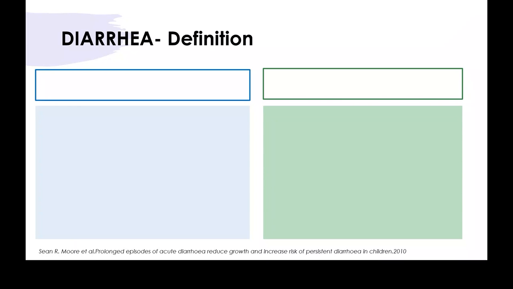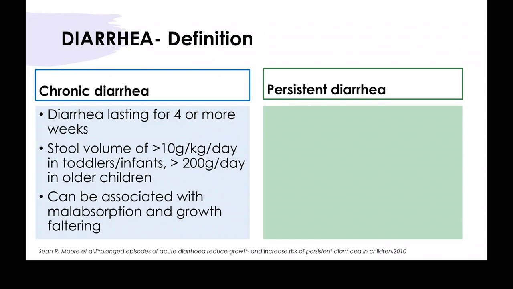So let us speak about what is chronic diarrhea now, right? Now, speaking about chronic diarrhea, there are two terminologies which we need to understand. One is chronic diarrhea itself, and the other one is persistent diarrhea, right? So let us speak about what these two terms mean. Chronic diarrhea is diarrhea which lasts for 4 or more weeks, where the stool volume is more than 10 grams per kg per day in a toddler or an infant, or more than 200 grams per day in an older child. And this chronic diarrhea can be associated with malabsorption and growth faltering. So this is chronic diarrhea.